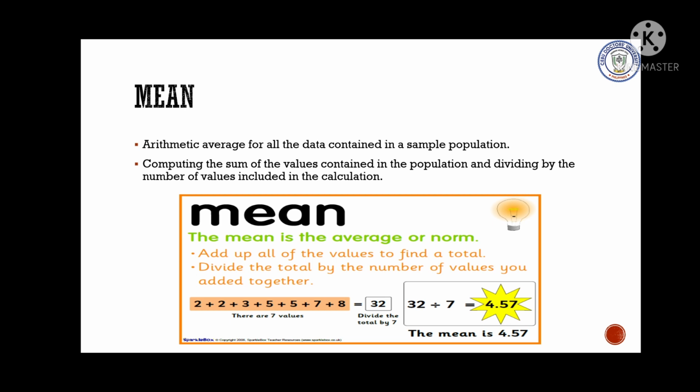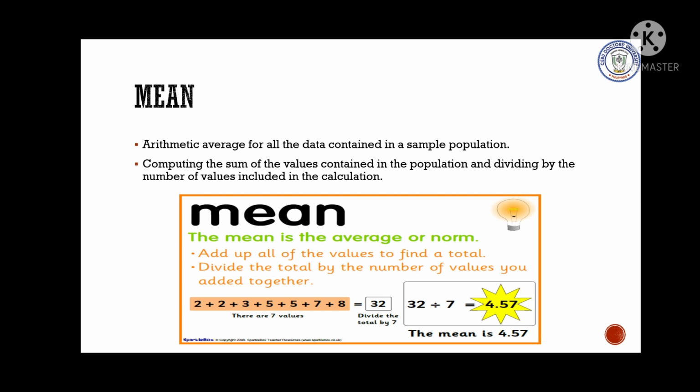The next term that we need to define is the mean. This is simply the arithmetic average for all the data contained in a sample population, such as the values obtained by running a normal glucose control for 1 month, or your scores so that you can calculate your midterm grade, and other sets of data from which you can get the average or the mean.